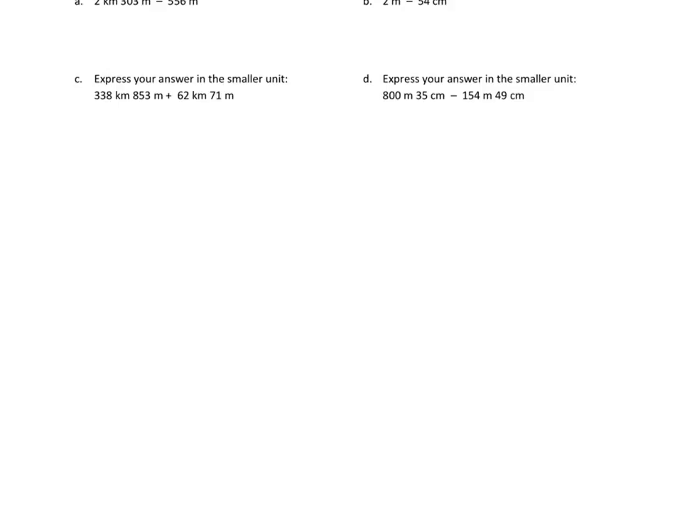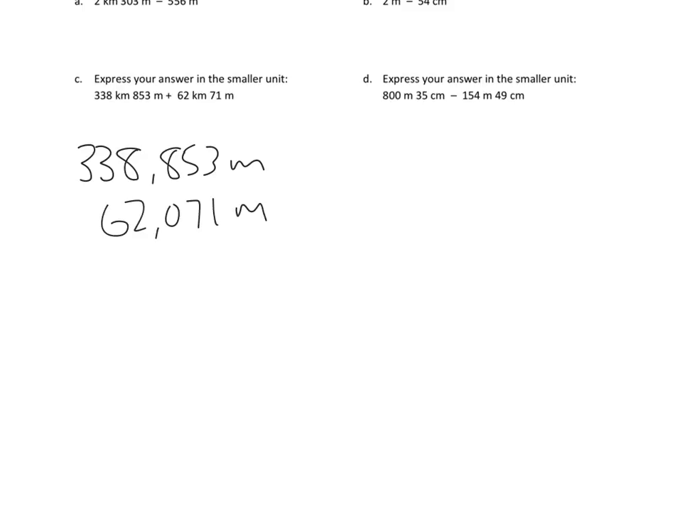We can express the first number as 338,853 meters. And we can express the second number as 62,071 meters. It's just easier for us to express it as the smaller unit right away. That way, once we do our addition, we'll have our answer. So let's go ahead and add.